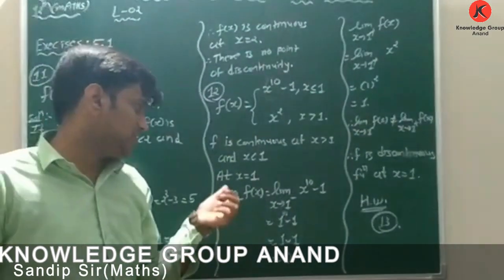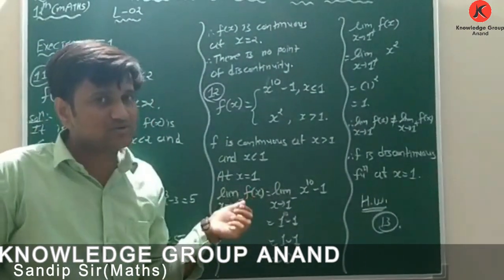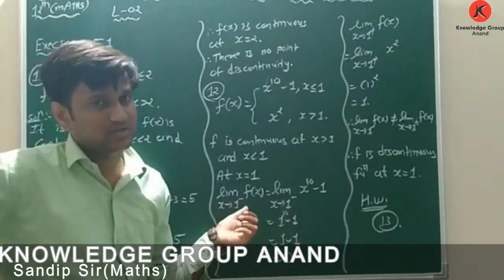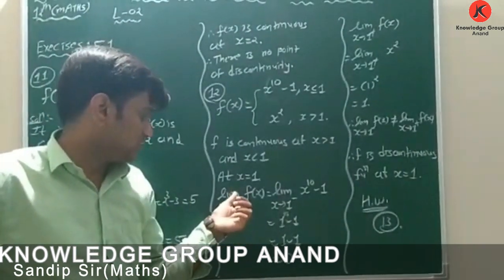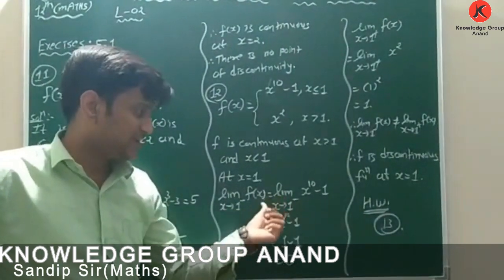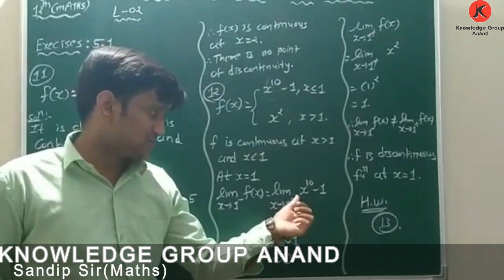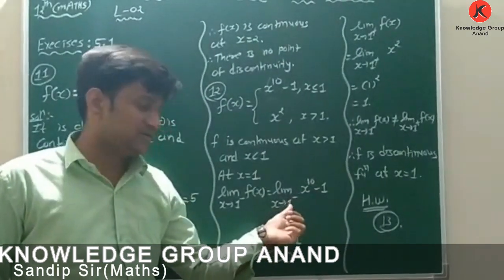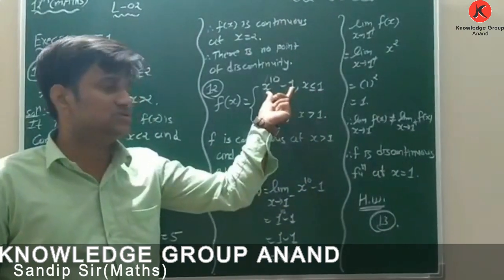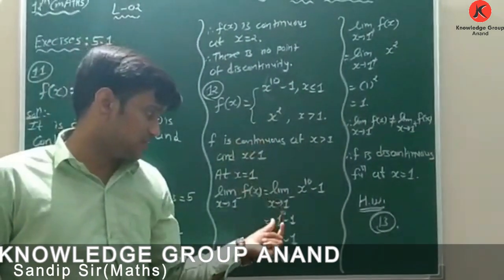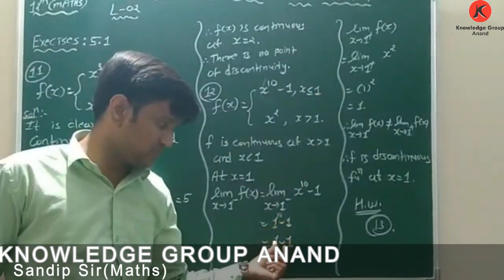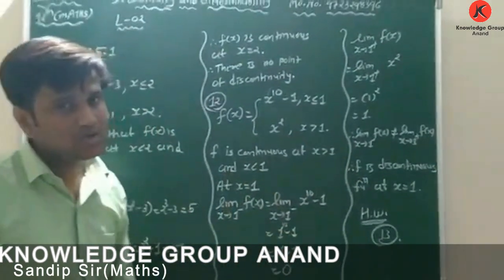So you have to check at x is equal to 1 whether the given function is continuous or not. Okay, that means we will check the conditions for limit existence. So limit x tends to 1 minus f of x is equal to limit x tends to 1 minus x raised to 10 minus 1. 1 minus, that means slightly less than 1, the given function is x raised to 10 minus 1. So x is equal to 1, that means 1 raised to 10 minus 1, that means 1 minus 1 and the answer will be 0.